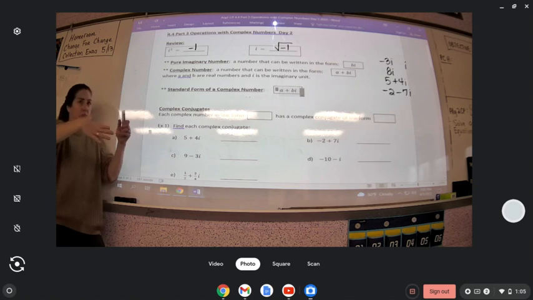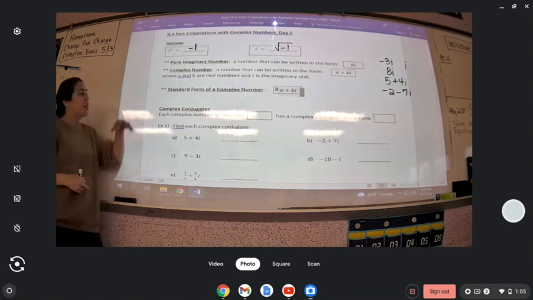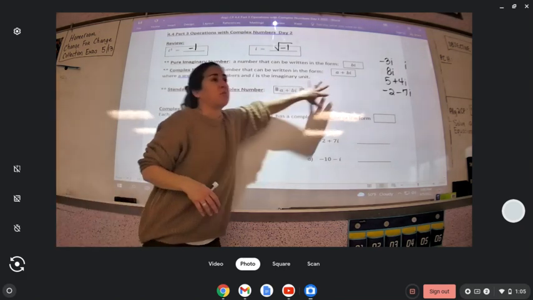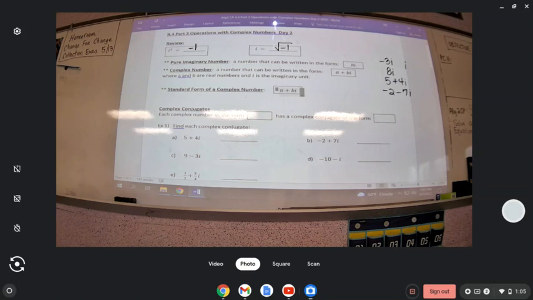If you're ever working with complex numbers, they usually want you to write your answer in standard form of a complex number. And that's just a plus bi form. That just means they always want the real number first and the imaginary number second, always in that order.